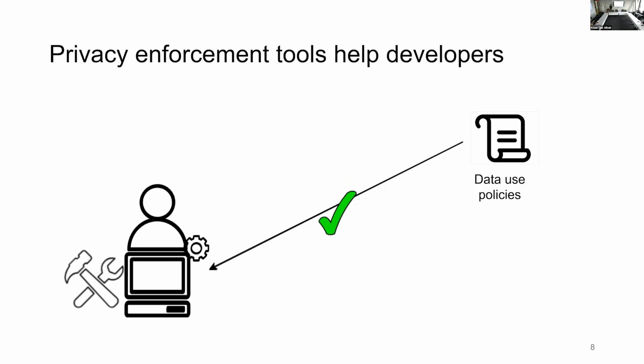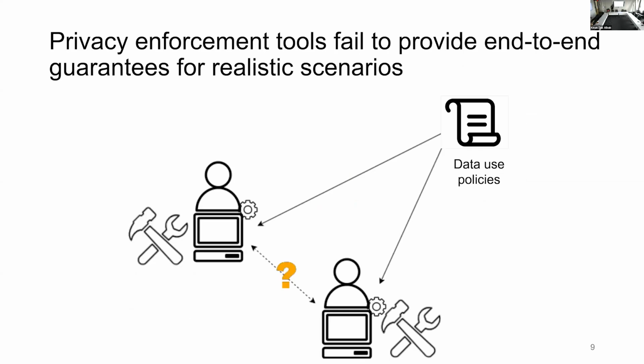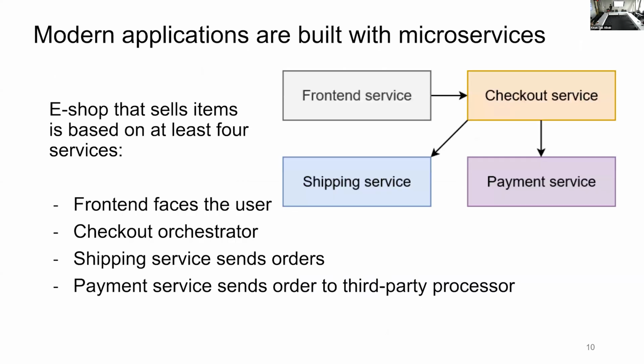Now, one of the issues that we run into is that these privacy enforcement tools generally fail to be compelling when writing distributed applications. Developers are usually isolated when having to think about code, and there's a whole organizational mess about enforcing end-to-end guarantees. We argue.